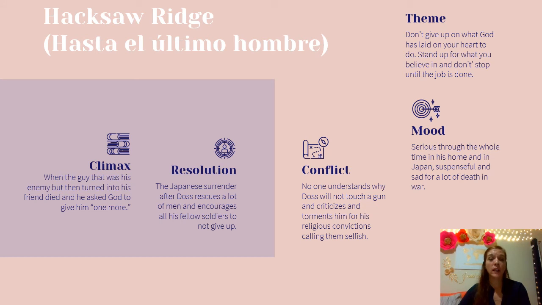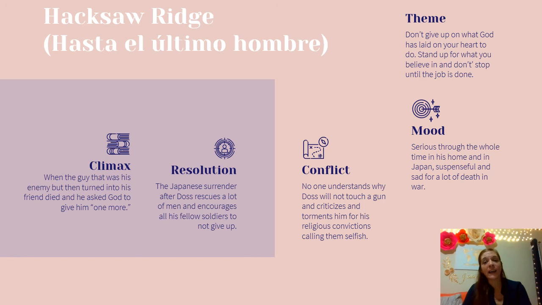Okay, so the climax, continuing with our literary elements, the climax is what? The climax is the important event, the most exciting part, where all of the rest is resolving itself as you go down the hill. The climax is when the guy, you remember the guy that was his enemy at the beginning because he hated the fact he wouldn't carry a gun, but then turned into his friend because he saved his life the first day of the battle, died, and that's when he started to ask God to give him one more.